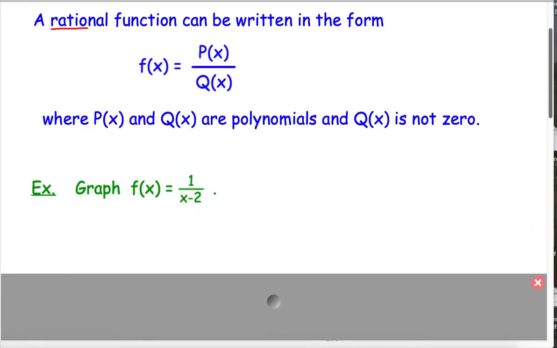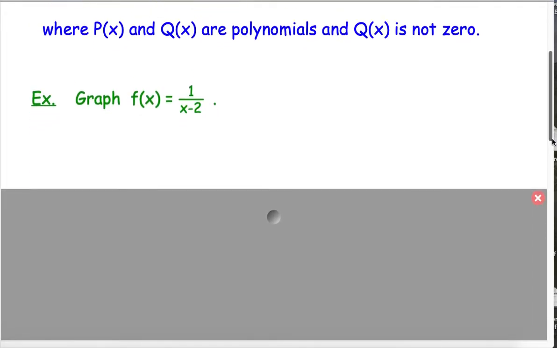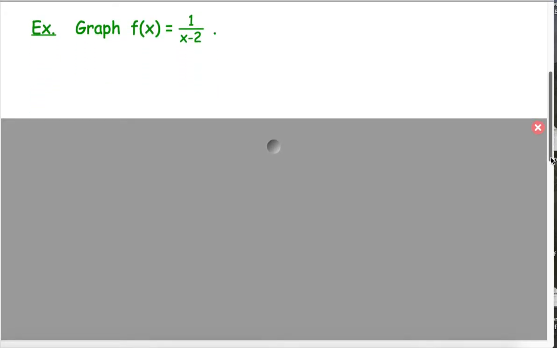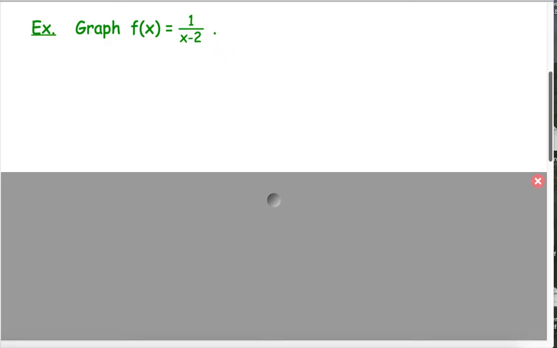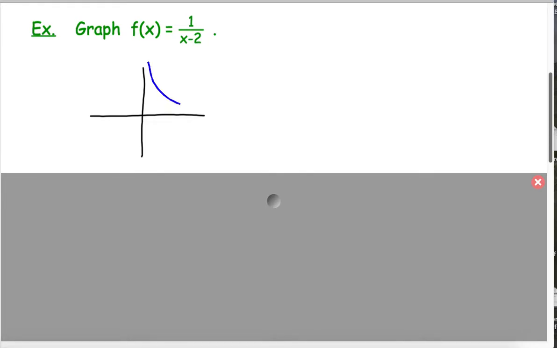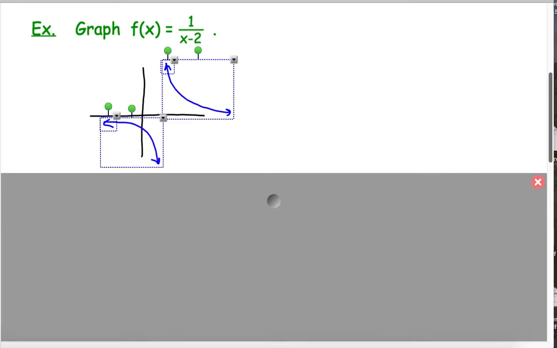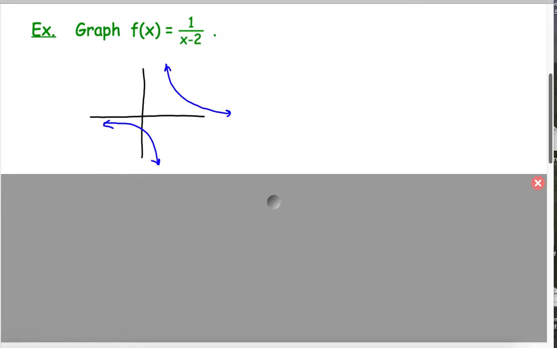Let's look at a couple. What if I asked you to graph f of x equals 1 over x minus 2? Now you should be familiar with what 1 over x looks like. And so this is just going to be a shift of 2 units to the right. So instead of, let's draw 1 over x. Okay. If I shift this 2 units to the right, now I have an asymptote instead of the y-axis, which would be x equals 0.